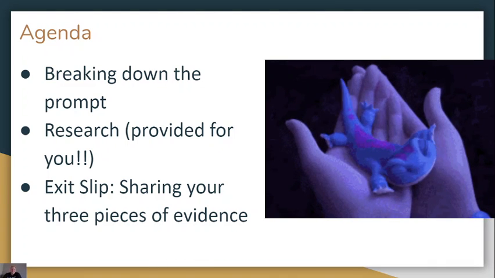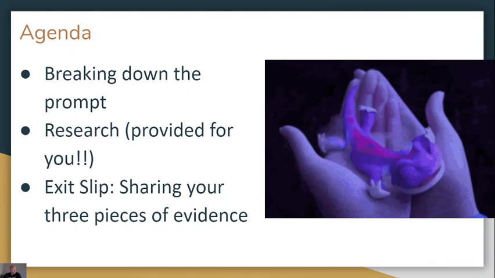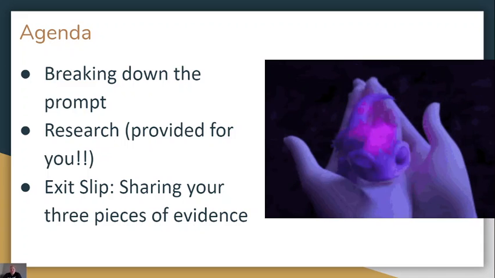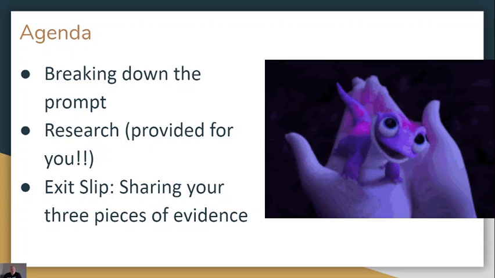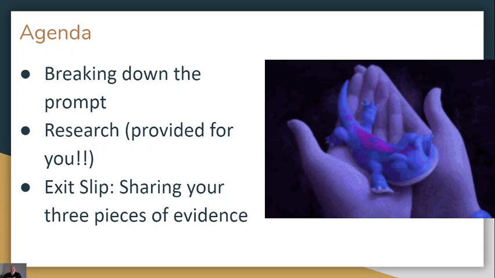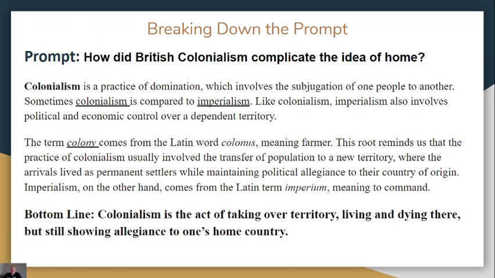Our agenda for the day is we're going to break down the prompt. We're going to research, which has been provided for you. All you have to do is read. And then your exit slip today is sharing your 3 pieces of evidence. So, what is our prompt? Our prompt is, how did British colonialism complicate the idea of home?